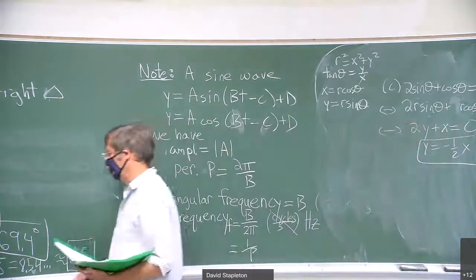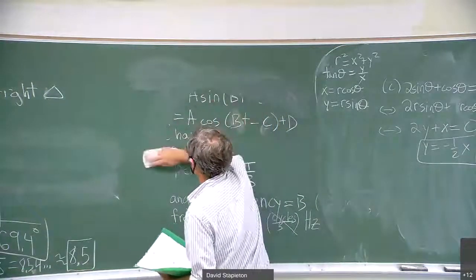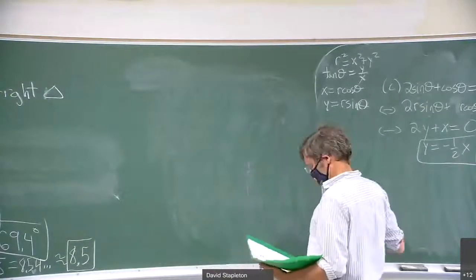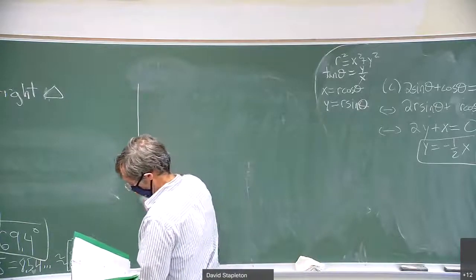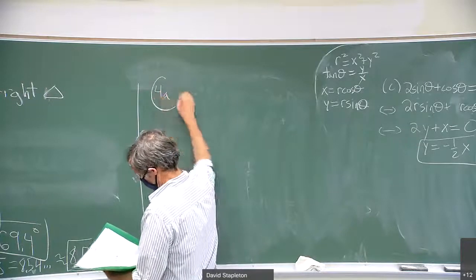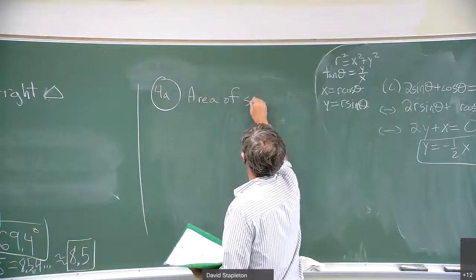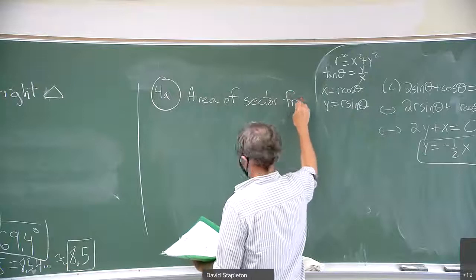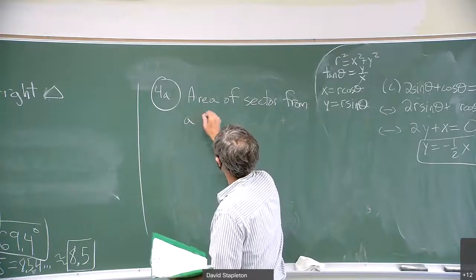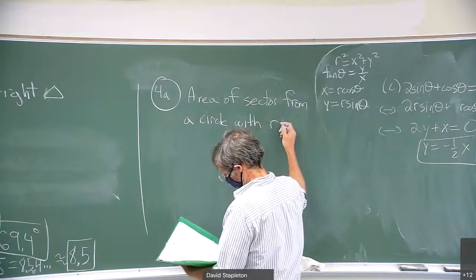I want you to be able to do these arc length and area of a sector problems. That's one of the topics for the course, and also the angular speed stuff. So let's look at, and we can do some of these others too. 4A, what is the area of the circular sector from a circle with r equals 3 inches and a central angle of 20 degrees.